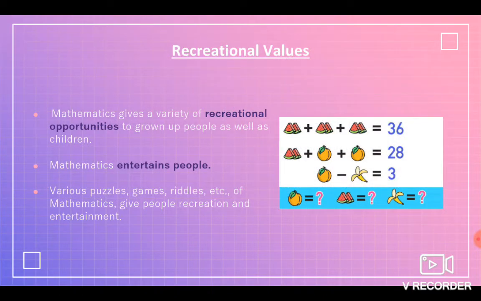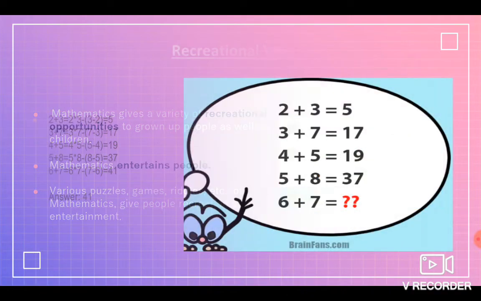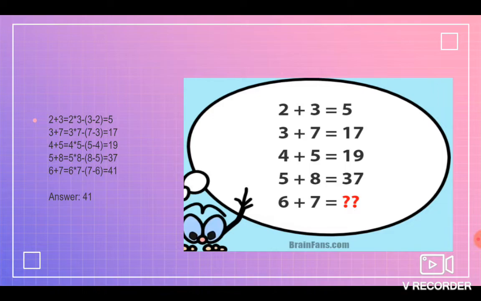So it develops our human mind through discipline. And then recreational values: mathematics gives a variety of recreational opportunities to grown-up people as well as children. Mathematics entertains people through puzzles, games, riddles, etc. I have given an example: we have to find the values of mango, watermelon and banana. And the next puzzle is given. Without seeing the answer, you can try to solve it and find the answer.